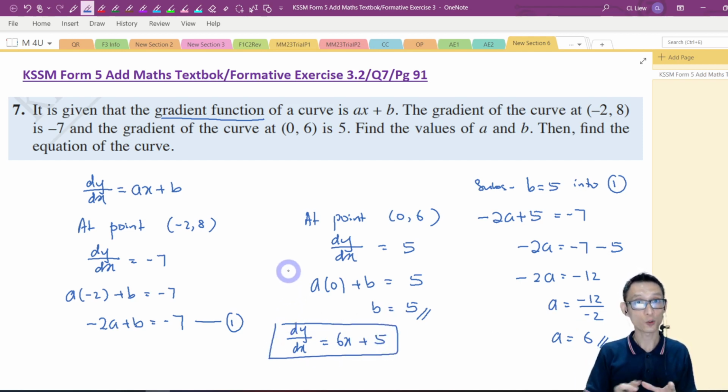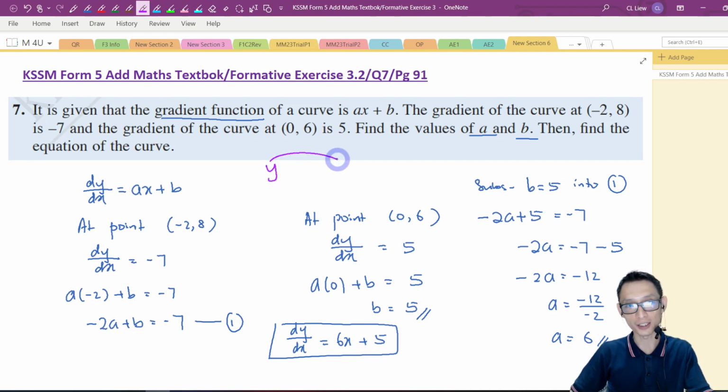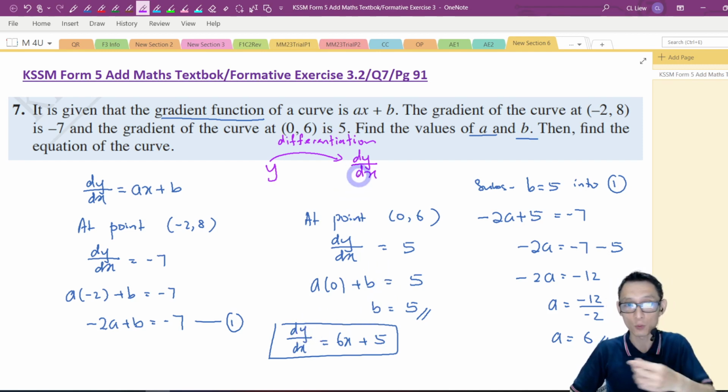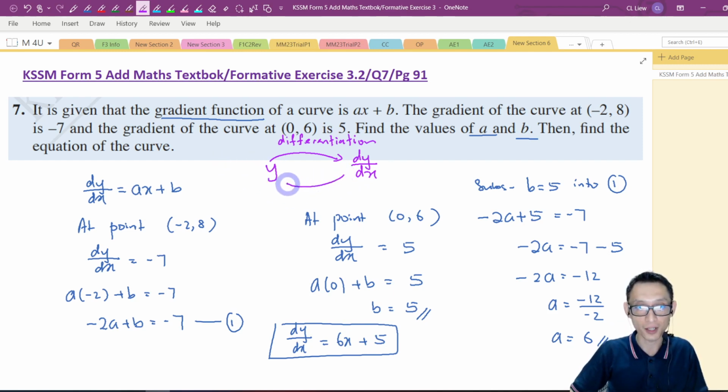So what did this question ask us to do? We want to find the value of a and b. We got it, a and b. And then we need to find the equation of the curve. Now, if we have a function and we differentiate it, this is chapter 2, you will get dy by dx, which is the gradient function. So this process is differentiation, which you learned in chapter 2. If now we have the gradient function dy by dx, but we want to get back the function, this process is integration, chapter 3.